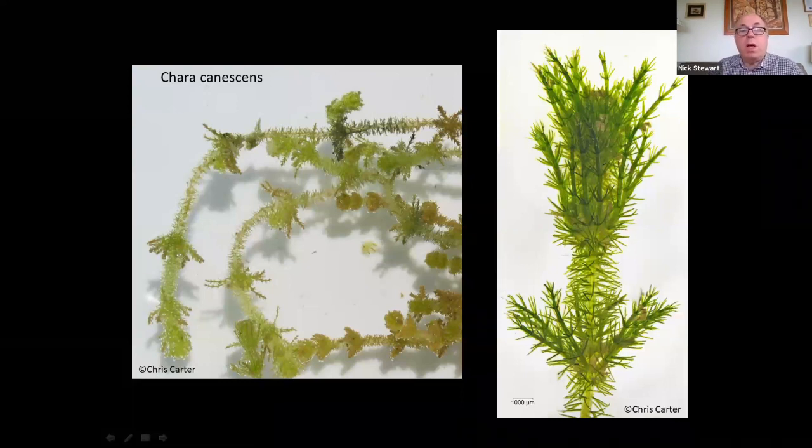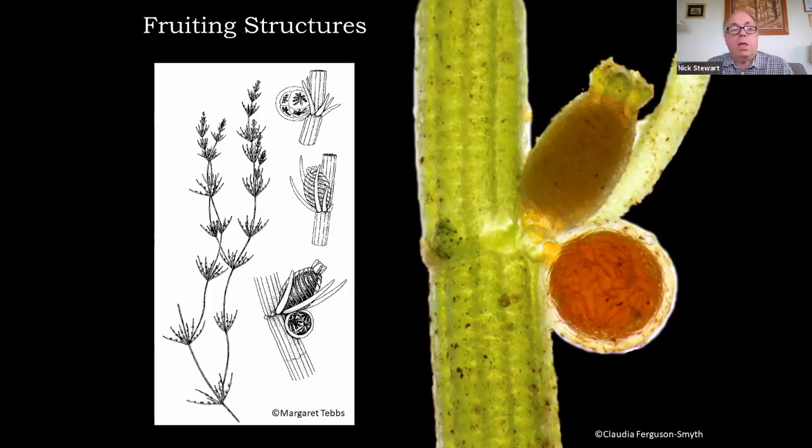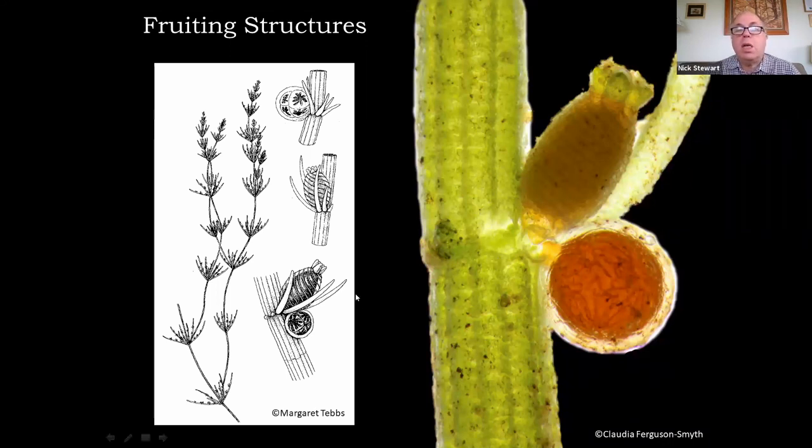Fruiting structures don't get used an awful lot for separating the different species. Size comes into it in one or two of the rarer species, but possibly the most useful character about the fruiting structures is that some species are monoecious, in other words, they have male and female together, whereas others are dioecious and the male and female are on separate plants.